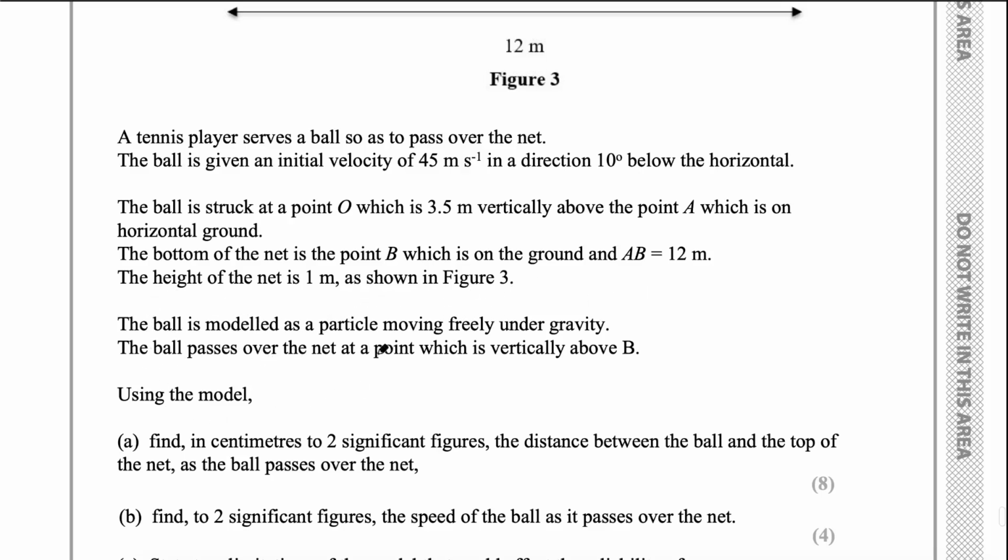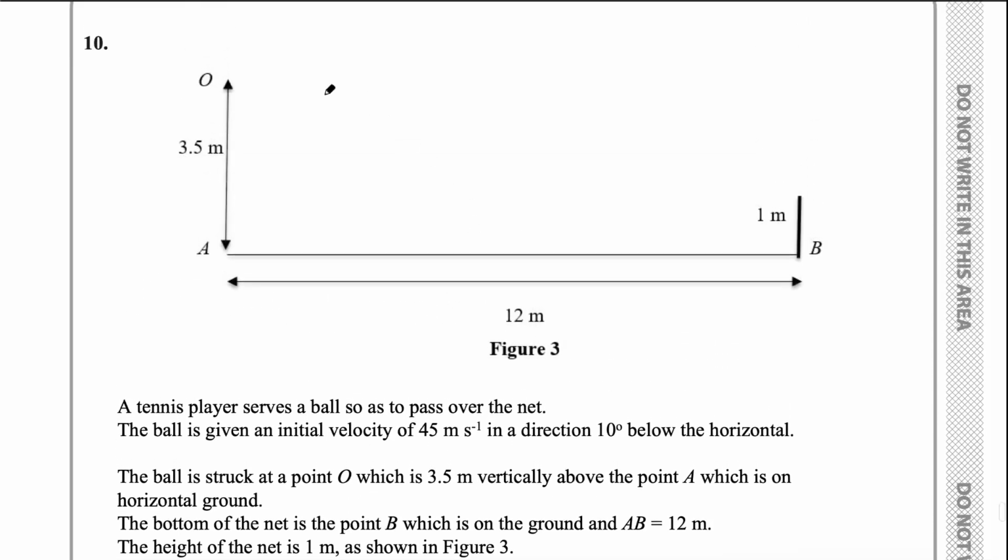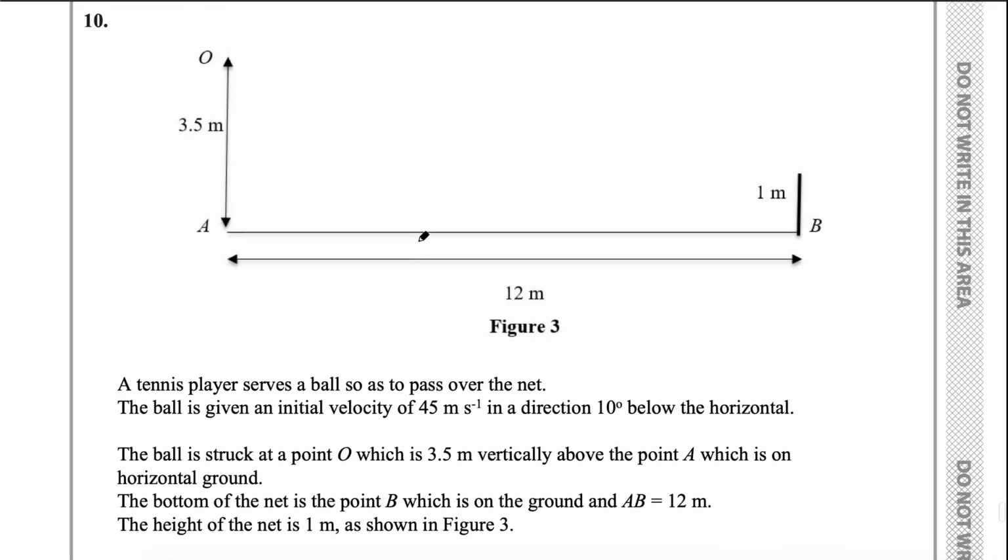The ball is modeled as a particle moving freely under gravity. The ball passes over the net at a point which is vertically above B. Using the model, part A says find in centimeters to 2 significant figures the distance between the ball and the top of the net as the ball passes over the net. Okay, so most of that information is already represented in the diagram.